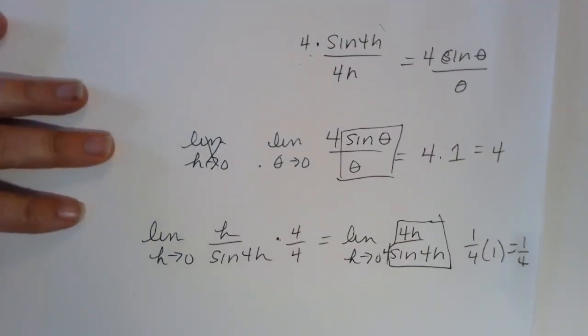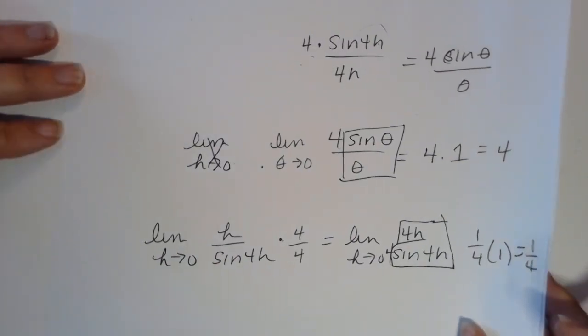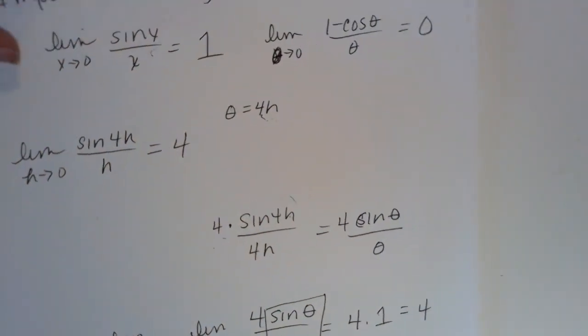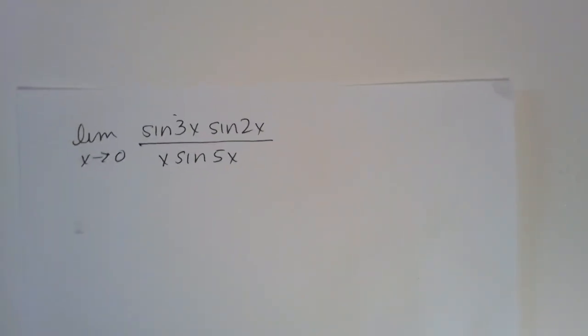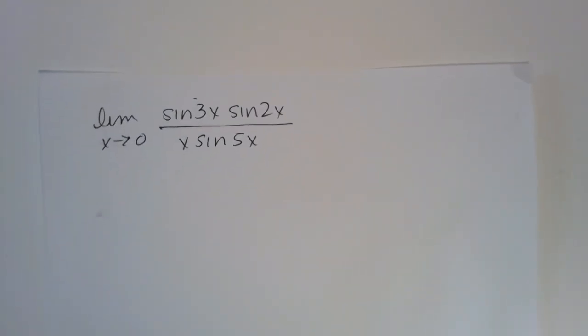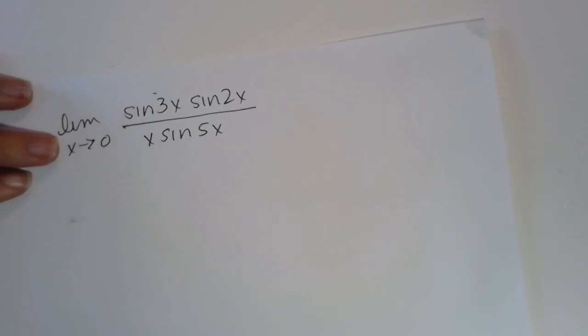Okay, so let's do one more that's a lot more complicated than that. All right, so this one is much more complicated. I have the sine of 3x times the sine of 2x over x times the sine of 5x, and all of this as the limit as x approaches 0. So what I am going to do is break this completely apart.